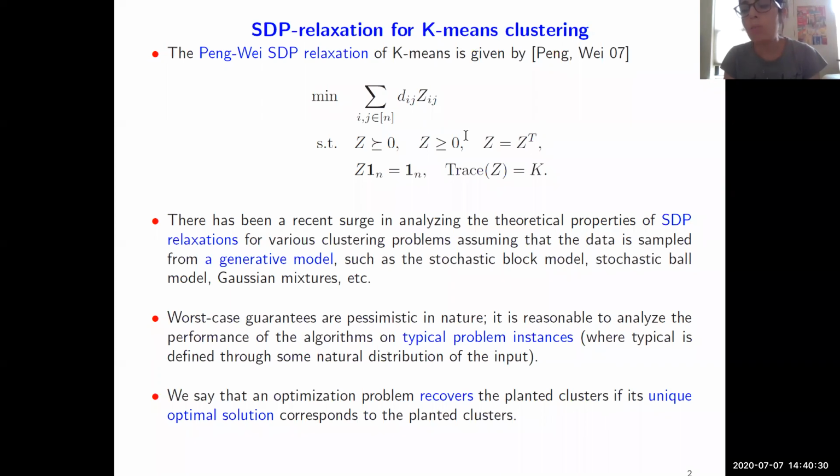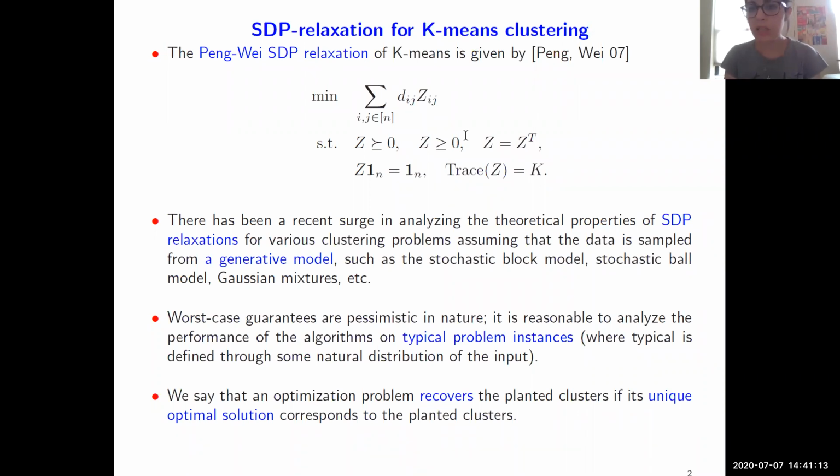We often know, more or less, how our input looks. So it's reasonable to analyze how these algorithms would perform under typical problem instances, where typical is defined through some natural distribution of the input. So they make some assumption on how the input looks, and let's say they assume there's a planted clustering, so there's a ground truth there, and then they ask under what conditions does the optimization algorithm recover the planted cluster. And by recover, here they mean when is the planted clustering the unique optimal solution of the optimization algorithm.